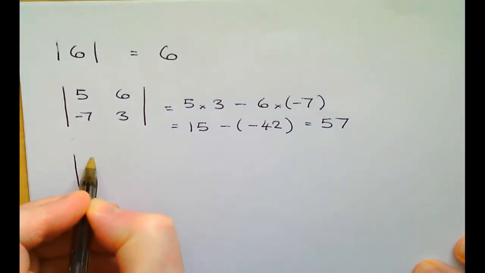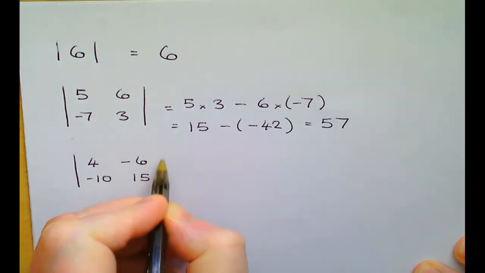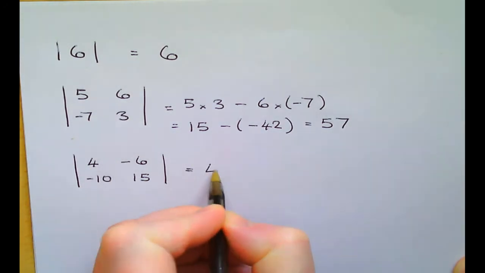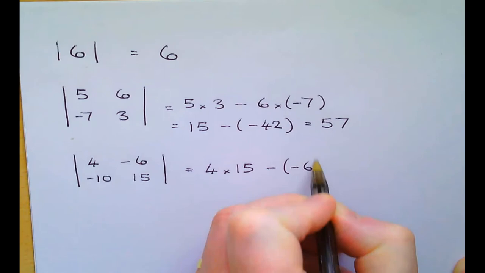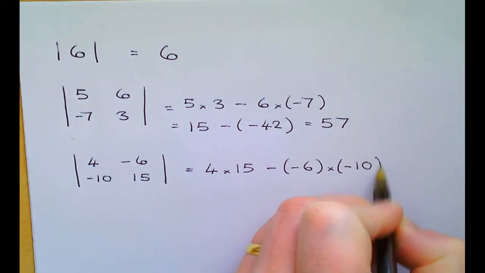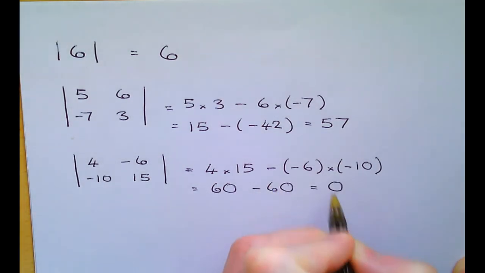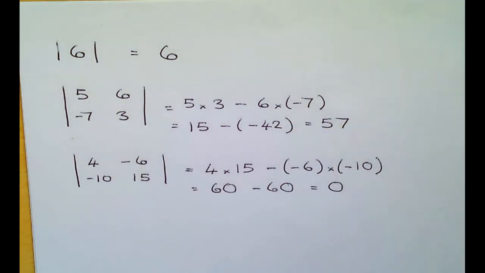One more. 4, minus 6, minus 10, 15. We do the same thing. 4 times 15 minus 6 times minus 10. 60 minus 60. This determinant is 0. We will see later that a determinant of 0 has significance. The first two determinants were positive. A determinant can also be negative.